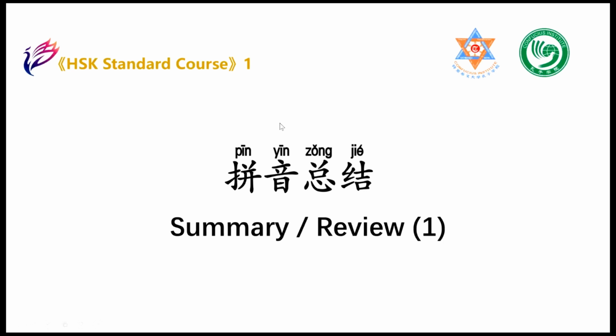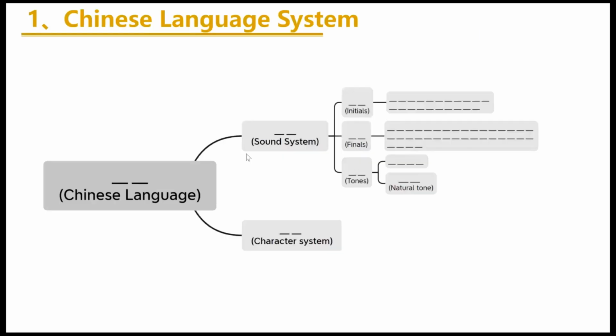拼音总结, summary and review. First, the Chinese language system. I need you to write out all these blanks here, and each short stroke means you need to put one alphabet here. And for these, you need to put one character on each stroke.